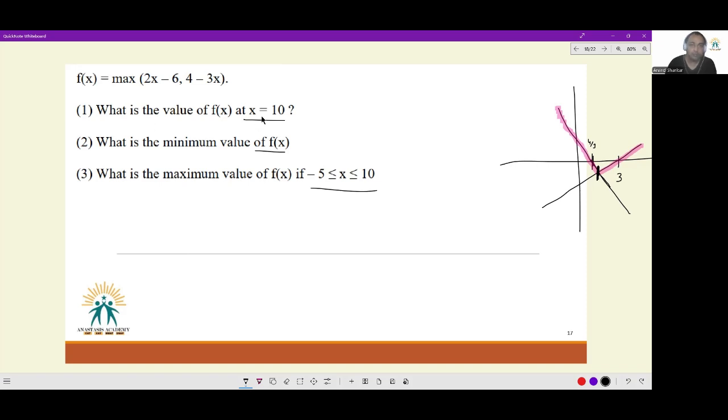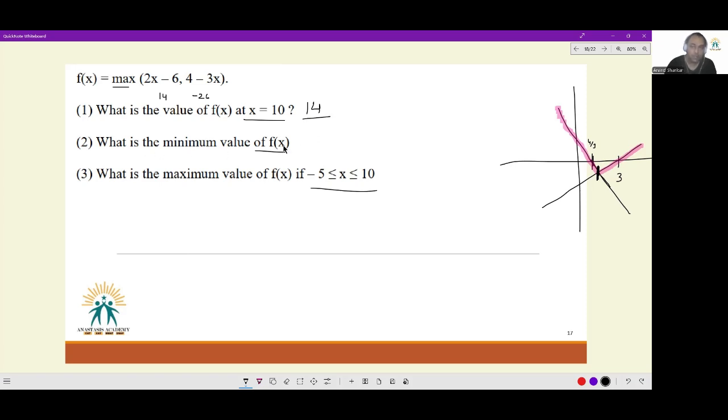First is, what is the value of f(x) at x equal to 10? All you have to do is put x equal to 10. Here we get 14. Here we get minus 26. Again, this is a max function. We'll take the larger value out of the two. Answer to the first question here is 14.